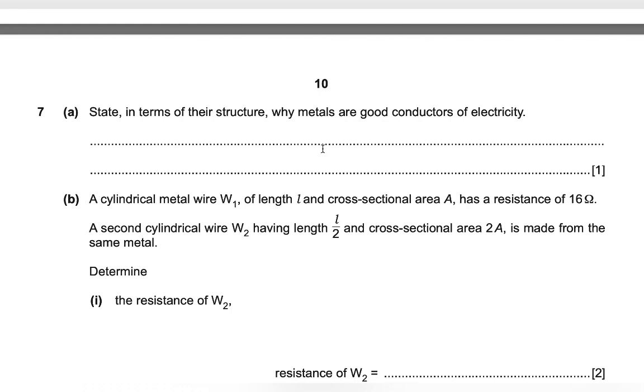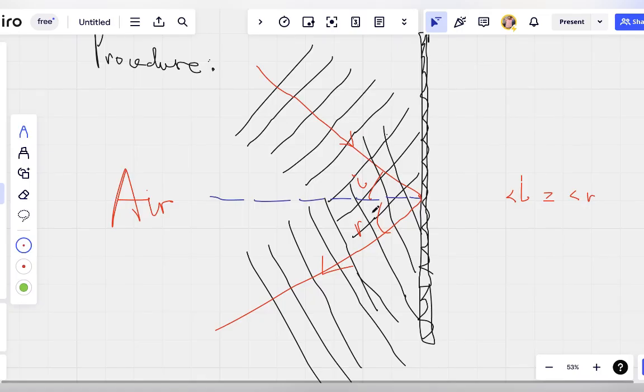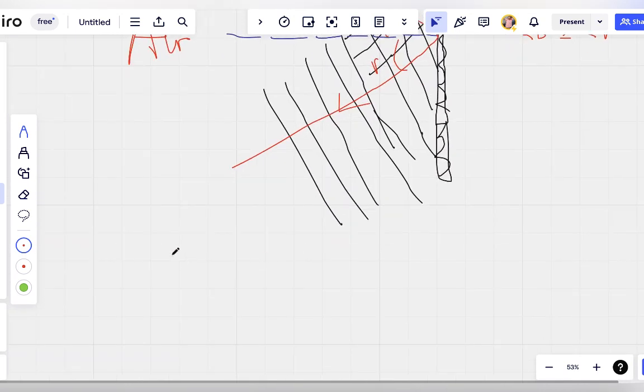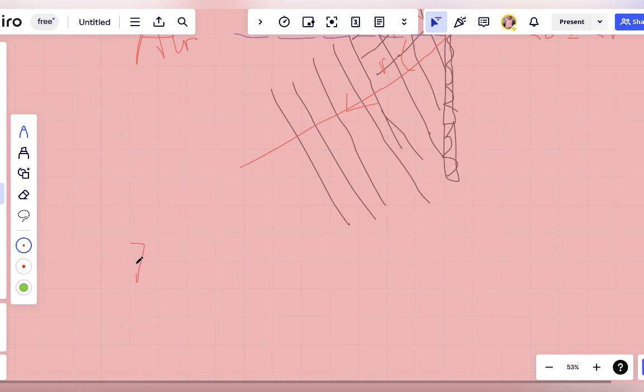State, in terms of their structure, why metals are good conductors of electricity. Why? Because it's just 1 mark. Metals are good conductors of electricity because they have free mobile electrons. So question 7 asks why metals are good conductors. Because they have free mobile electrons, or what you call delocalized electrons.